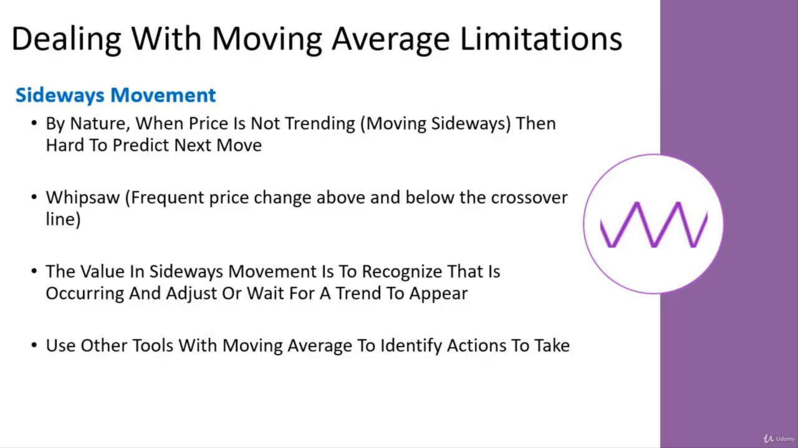They're frequent price changes above and below the crossover line, giving us different buy and sell signals constantly, so we might be forced to trade more often unless we filter that. The value in a sideways movement is you can recognize that it's occurring and then adjust or wait for a trend to appear, or you can use other tools with the moving average to identify actions to take, like looking at support and resistance levels, different things of that nature. But understand that a moving average can be a little bit more limited in a more sideways market.